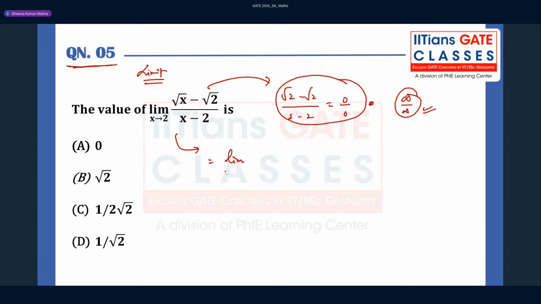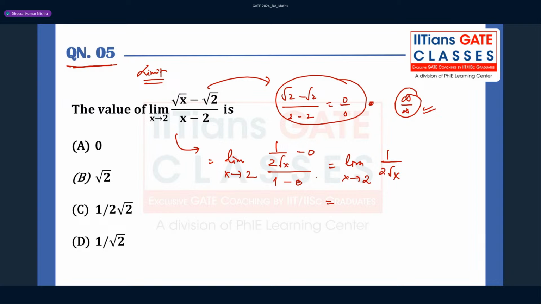So limit x tending to 2. Differentiate root x. What is the differentiation of root x? That is going to be 1 by 2 root x. Everybody knows that. And differentiation of the constant is 0, so minus 0, upon differentiation of x, which is 1 minus 0. So it becomes limit x tending to 2 of 1 by 2 root x. Now you can plug x equal to 2 because it is free from 0 by 0 form.